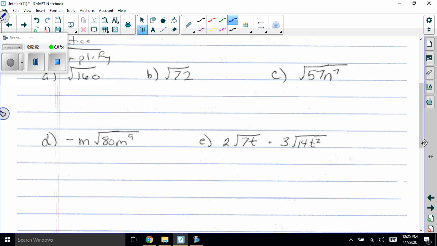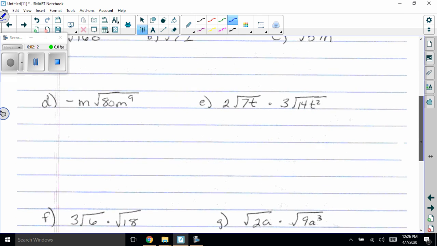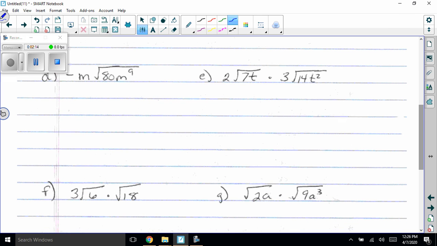What I'm going to do here, I'm not going to cover all of these to save you a little bit of time, but I am going to cover maybe some of the harder ones. Like, for example, we're going to do D here. D says negative m, or opposite of m, radical 80 m to the 9th. There's a lot going on there.